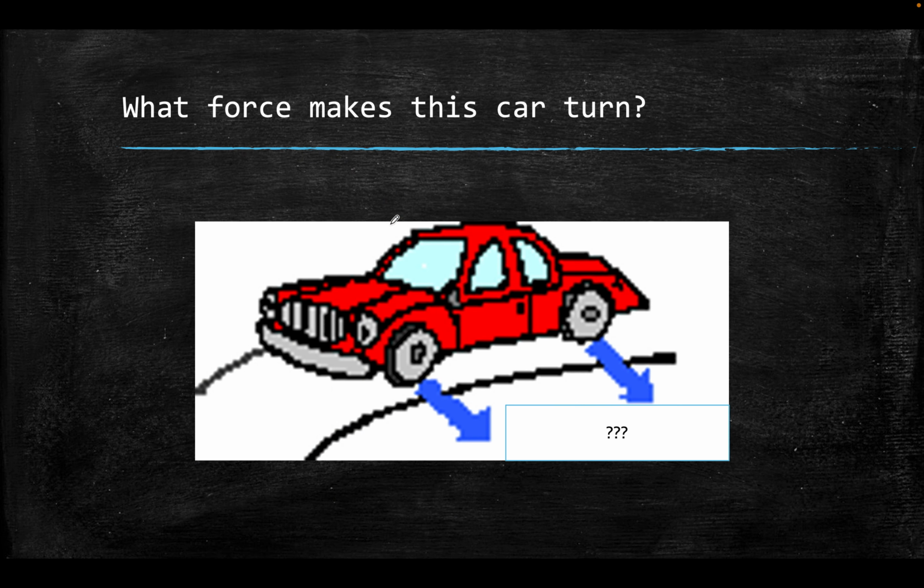We have a car turning. Of course, the wheels are on the road, so there must be friction stopping it. If there was no friction, the car would slide off and keep going straight.